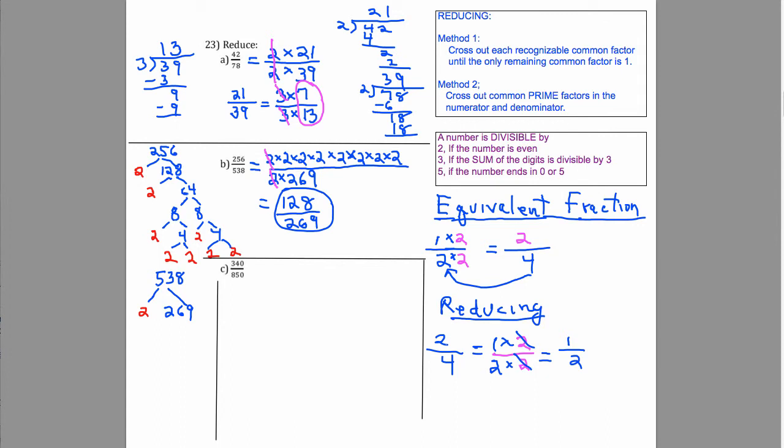Part C asks you to reduce 340 over 850. Whenever you see a fraction in which numerator and denominator end in one or more zeros, you want to cross them out, because that's a very easy way to make the size of both the numerator and denominator smaller. You can cross out every pair of zeros that you find at the end of the numerator and the denominator. Here we find one such pair, so we'll cross out the 0 in the numerator, 0 in the denominator, and you'll be left with 34 over 85.